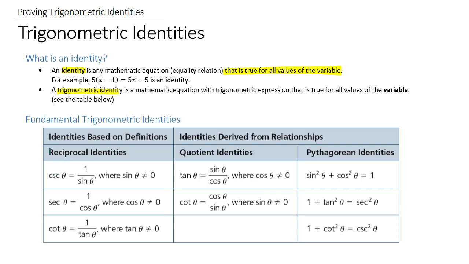And then we also talked about the reciprocal identities. So we've covered this, right? Cosecant is 1 over sine. Secant is 1 over cos. Cotangent is 1 over tan, right? So those are called the reciprocal identities. We've discussed those, so nothing new. There's really not much new here.